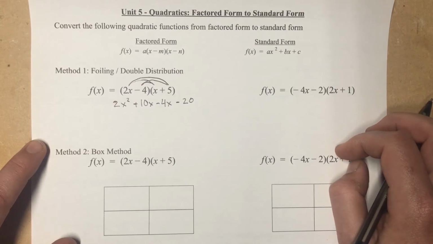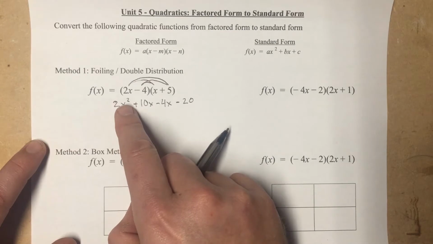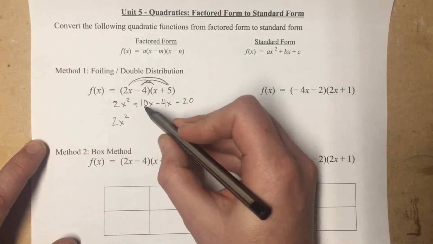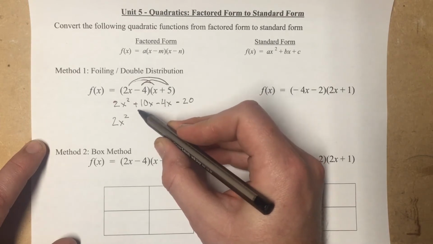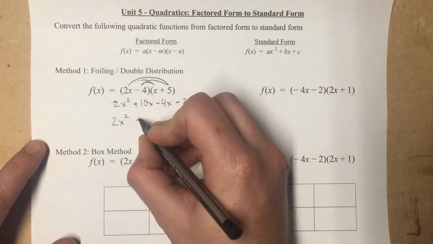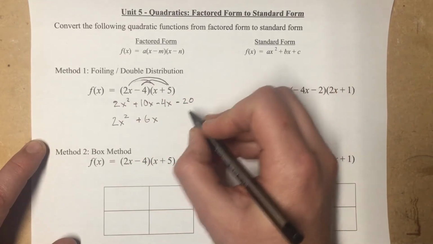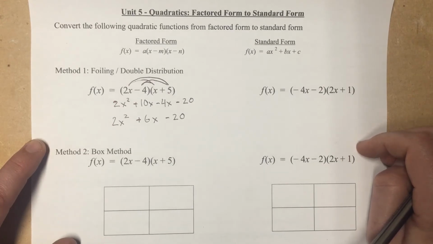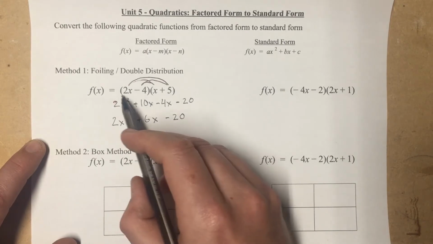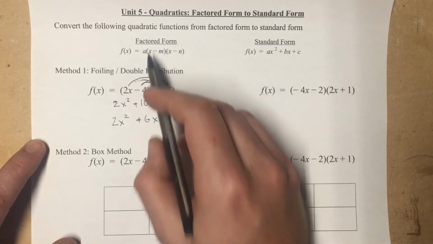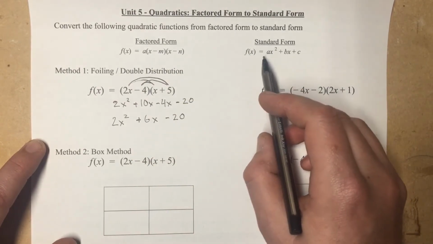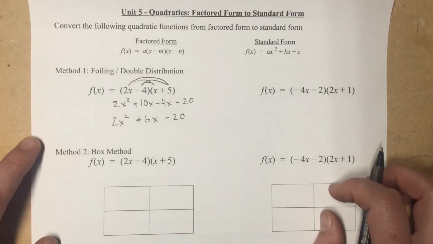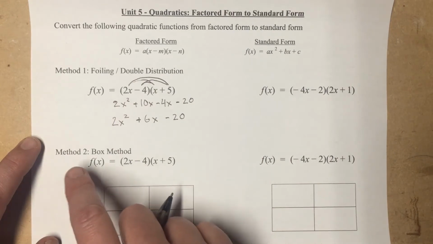And now we need to combine some like terms. So in here we have a 2x squared. We don't have any other x squared terms, so that's going to stay. So 2x squared. We have 10x, and then we have minus 4x. So these are like terms right here. We have a positive 10x minus 4x, which is going to make a positive 6x. And then we have our minus 20. And that is as simple as we can make this right here. So notice we went from factored form, where we had two sets of parentheses like we do up here, and then we expanded it out to standard form, where we have an ax squared plus bx minus c here.